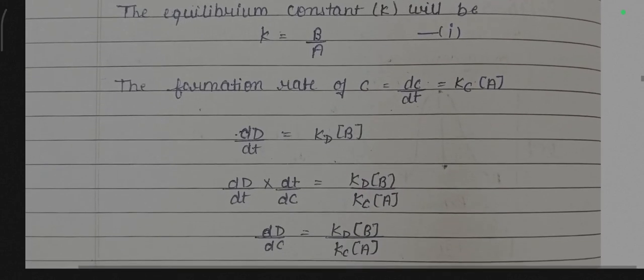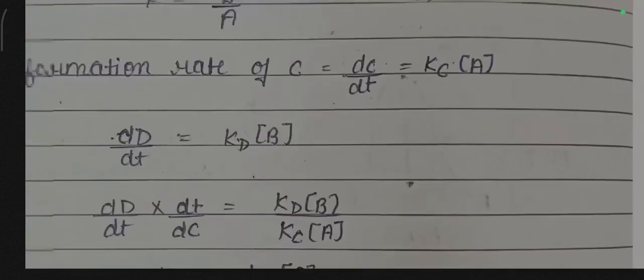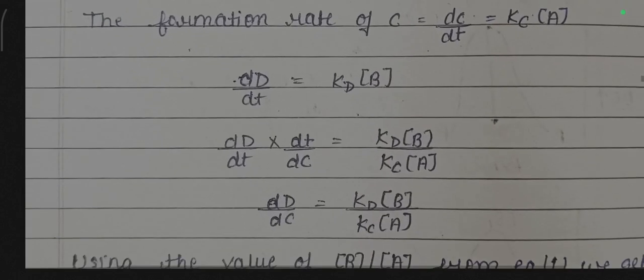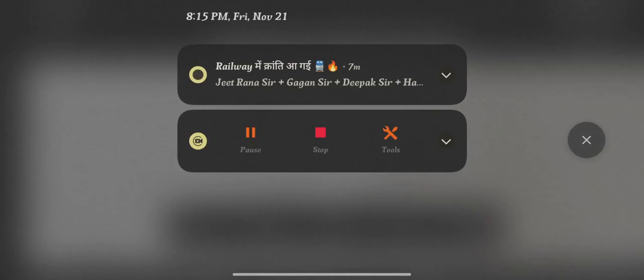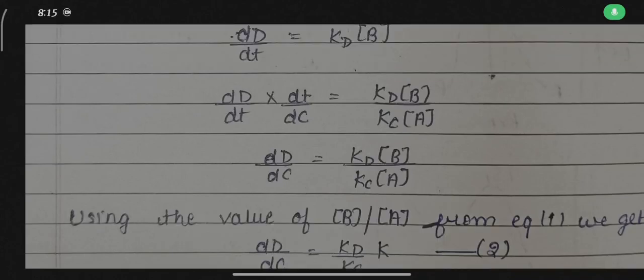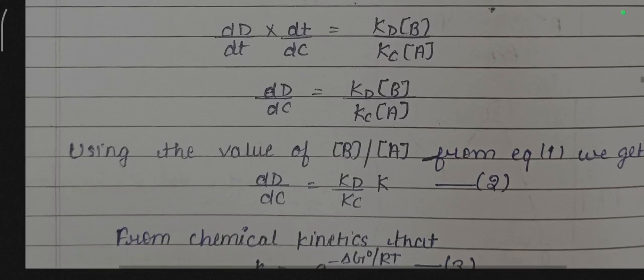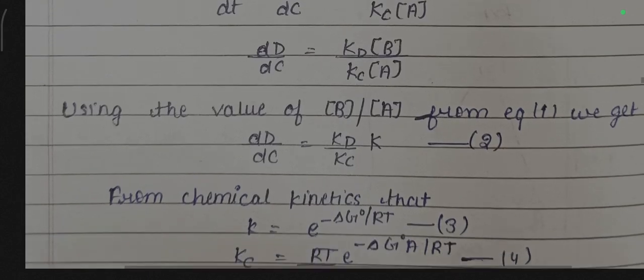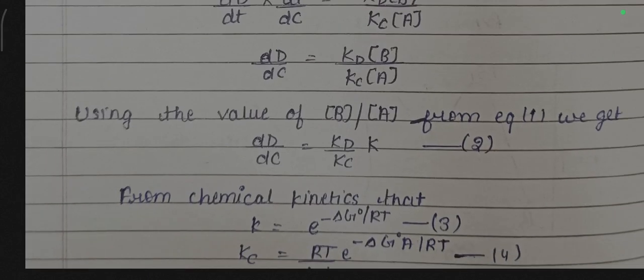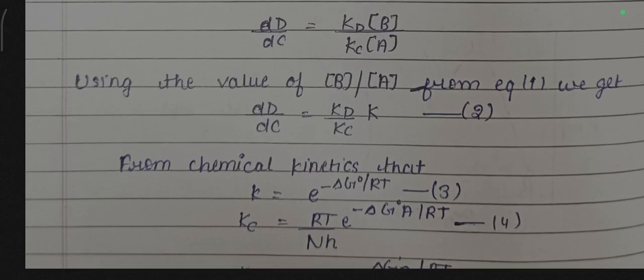The formation rate of C is dC by dt is equal to Kc[A]. dD by dt is equal to Kd[B]. And dD by dt into dt by dC is equal to Kd[B] by Kc[A]. dD by dC is equal to Kd[B] upon Kc[A]. Using the value of B by A from equation 1, we get dD by dC is equal to Kd by Kc into K.